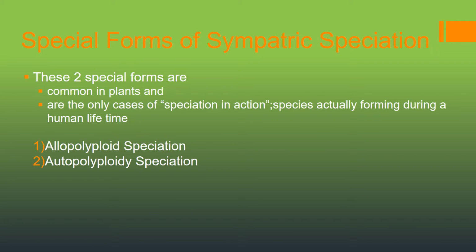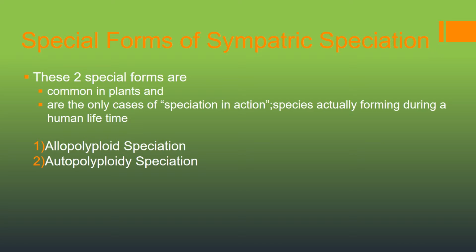There are 2 special forms of sympatric speciation that are common in plants and are the only cases of speciation in action. These species are actually forming during a human lifetime, which means it's speciation happening right before our eyes. One is called allopolyploid speciation, and the second is autopolyploid speciation.